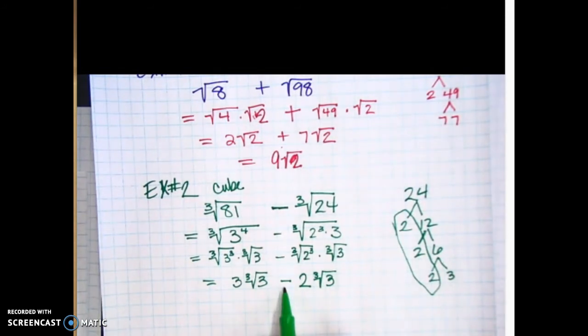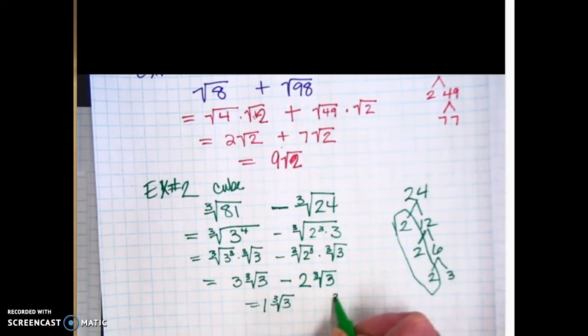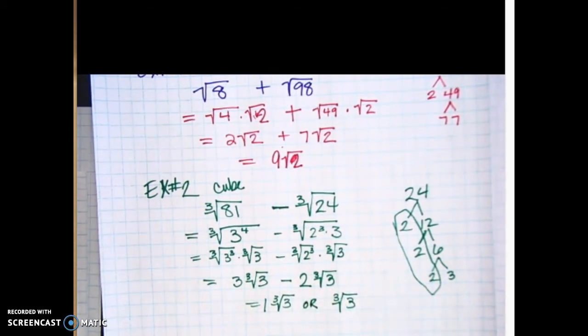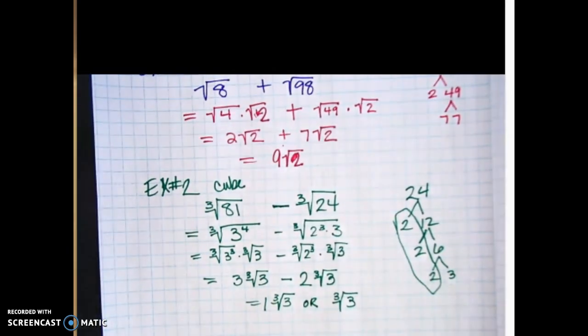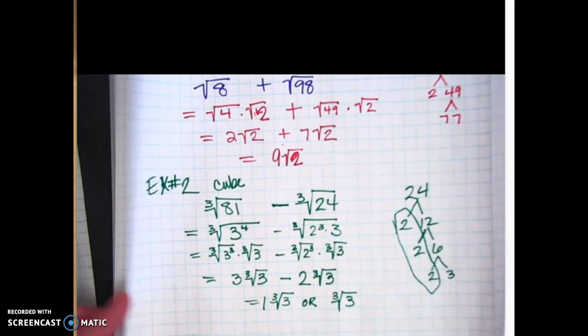This one says to subtract, so it's just going to be 1 cube root of 3, and you don't even need to write that 1 out there, right? You can just say the cube root of 3. If you want to write the 1 out there, go for it. All right, any questions on example number 2? All right, I have one more.